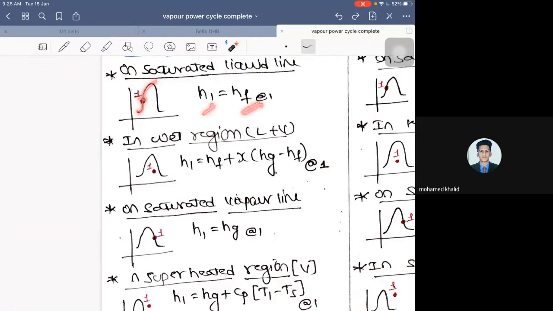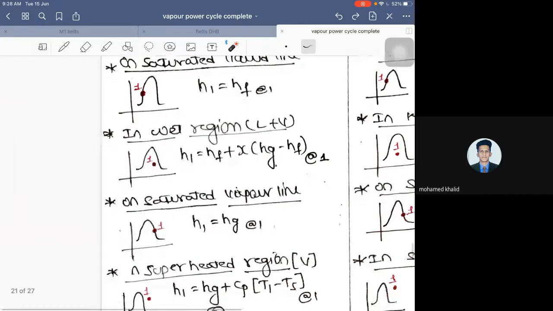Now, what if it is in the wet region? If my state point is in the wet region, how will you calculate your enthalpy? It is Hf plus x into Hfg, or Hf plus x times (Hg minus Hf). Hfg is nothing but Hg minus Hf. So you can understand both the things. Now, what if my state point is on the saturated vapor line? Then H1 is equal to directly the value of Hg.